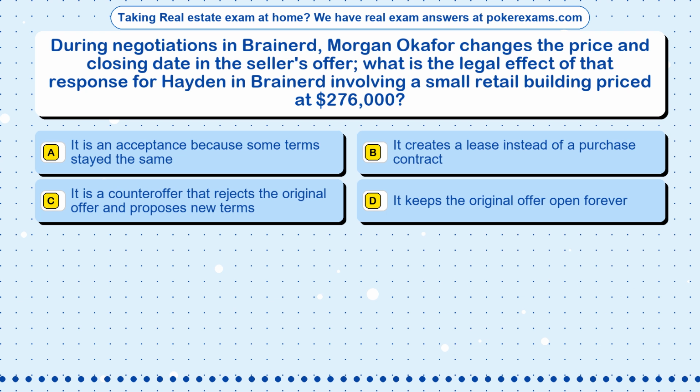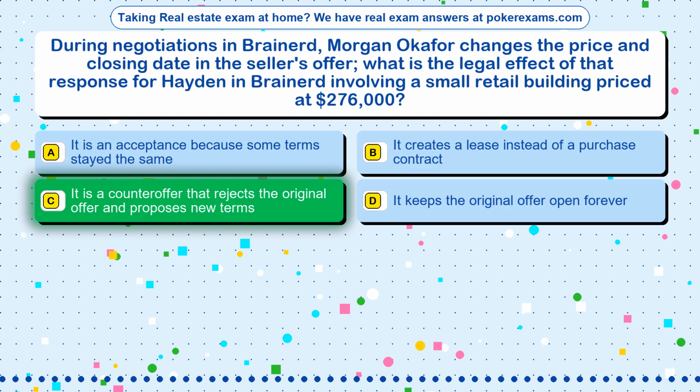Question 19. During negotiations in Brainerd, Morgan Okafor changes the price and closing date in the seller's offer. What is the legal effect of that response for Hayden and Brainerd involving a small retail building priced at $276,000? Option A, it is an acceptance because some terms stayed the same. Option B, it creates a lease instead of a purchase contract. Option C, it is a counteroffer that rejects the original offer and proposes new terms. Option D, it keeps the original offer open forever.